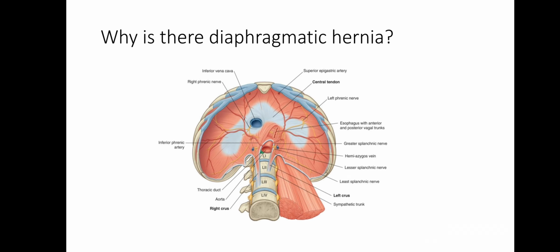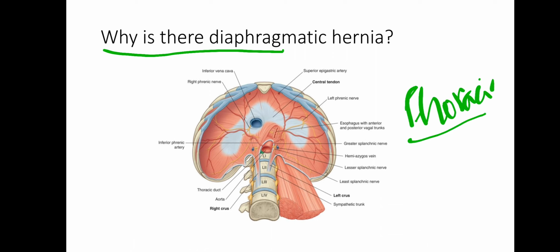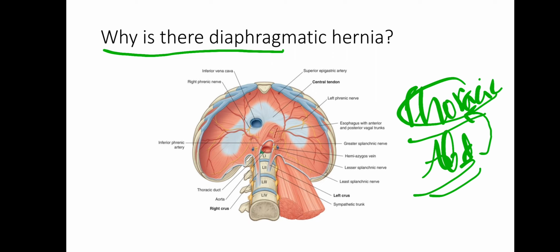Okay, for that we should have a little bit of knowledge about the diaphragm. So, why is there a diaphragmatic hernia? Any defect in the development of the diaphragm, or any weakness in the diaphragm, which forms a partition between the thoracic cavity and the abdominal cavity, is going to give rise to herniation of the abdominal contents into the thoracic cavity, thereby compromising the structures in the thoracic cavity. So any defect in the development of the diaphragm is going to cause a diaphragmatic hernia.